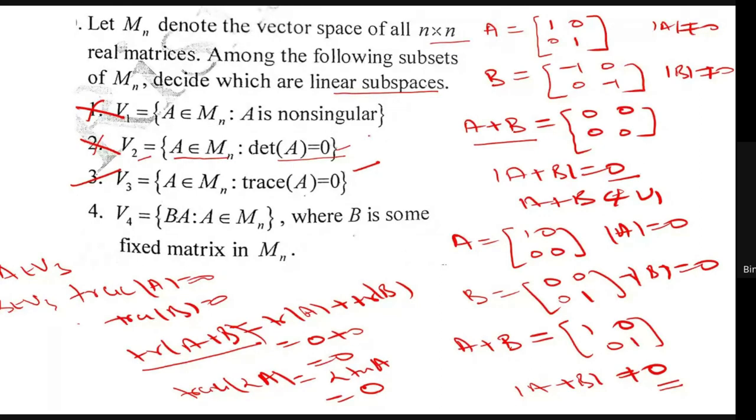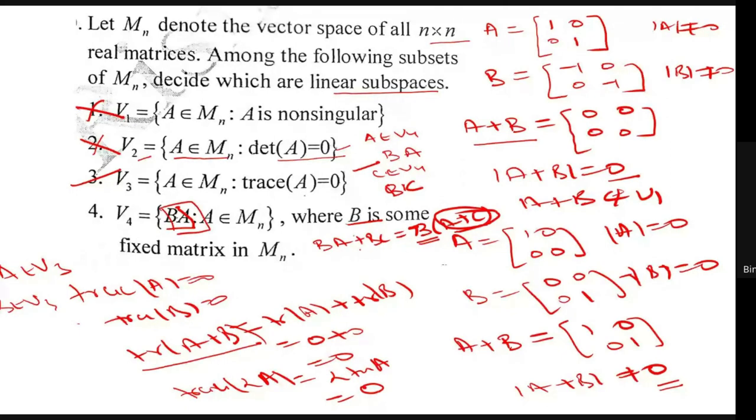Like I'm saying, A belongs to V4, so the matrix can be written as BA, because B is a fixed matrix. Now C belongs to V4, so it is written as BC. Now we have to check their addition. BA plus BC we can write as B common, times A plus C. So we can write B into A plus C, and the form will be BA, so A plus C belongs to V4.